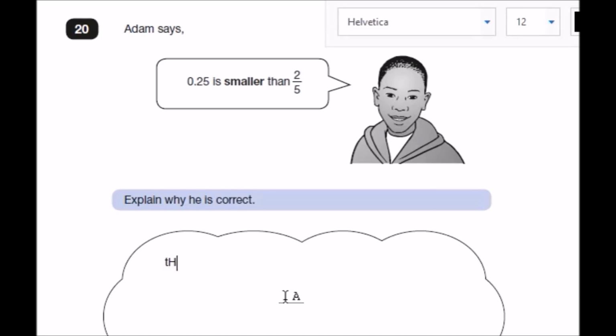So the fraction 2/5 can be represented as 0.4 or 0.40 for comparison sakes.